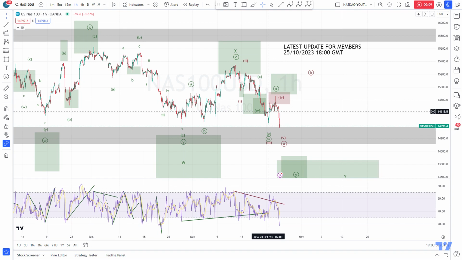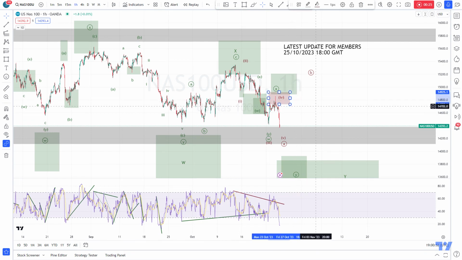For the record, today is Wednesday, October 25. Time is around 7 p.m. GMT. So here in the NASDAQ, the obvious is playing out.